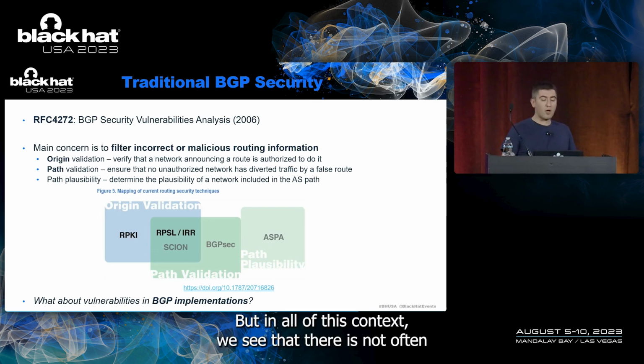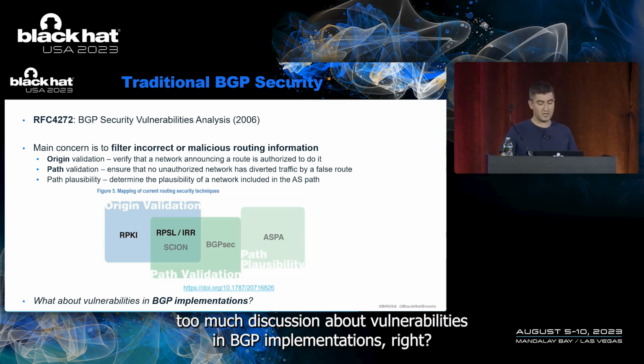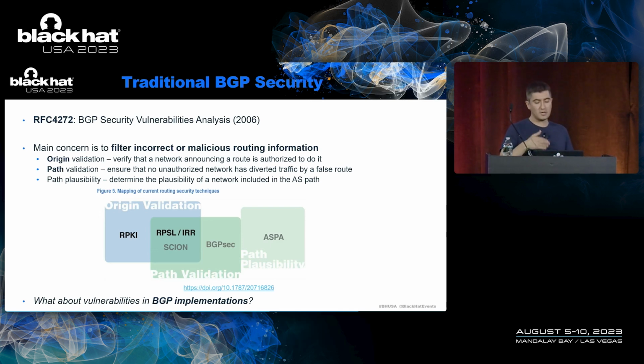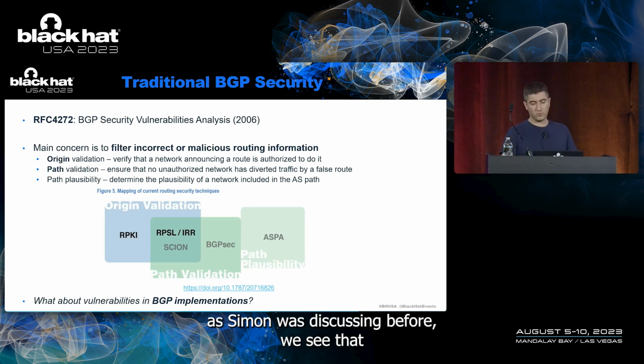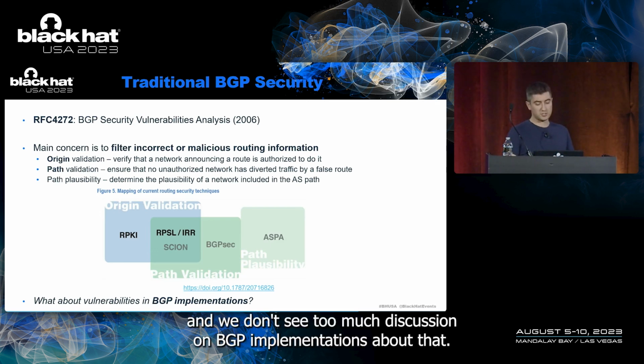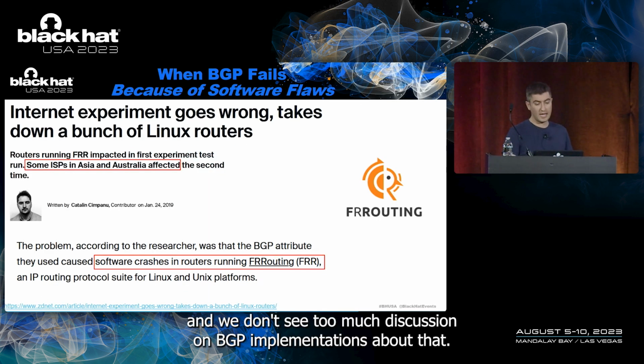But in all of this context, we see that there is not often much discussion about vulnerabilities in BGP implementations, right? Rather than talking about the protocol per se and how to add new features to it. As Simon was discussing before, we see that a lot of parsing in other protocols, in TCP/IP stacks for instance, is done, or historically has been done, in a way that has led to bugs, and we don't see much discussion on BGP implementations about that.